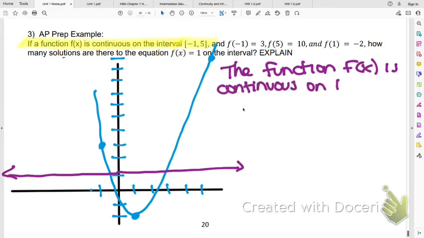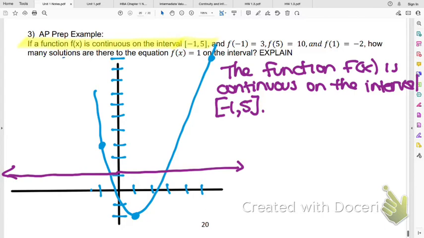on the interval. Now, what interval are we talking about in this problem? Okay, negative 1 to 5. For the intermediate value theorem to be true, it must be continuous on that interval. So we start off by saying that. That's like our prerequisite. That must be true, otherwise this does not apply.